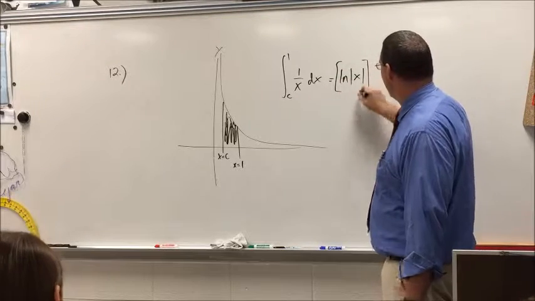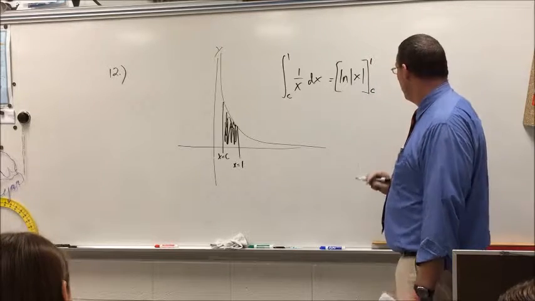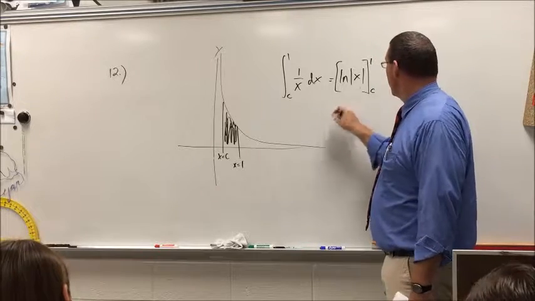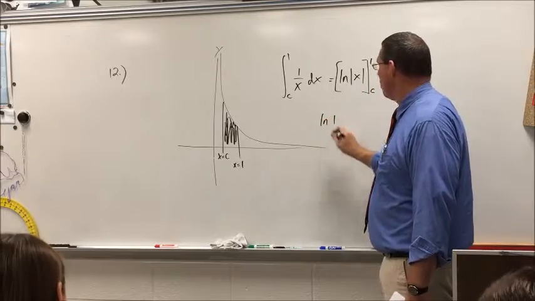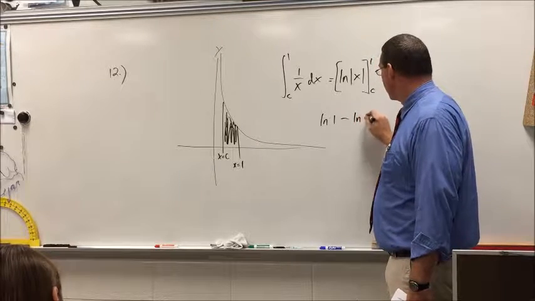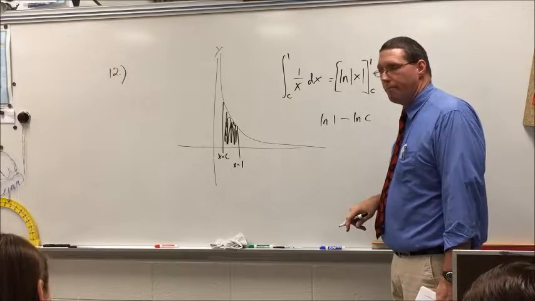Put that in the bracket. What do I put down here? See? A c, and up here, it's a 1. What do I plug in first? 1. So plug a 1 in and I get the natural log of 1 minus the natural log of c. And we don't need the absolute values because we know that both of these are positive numbers, right?